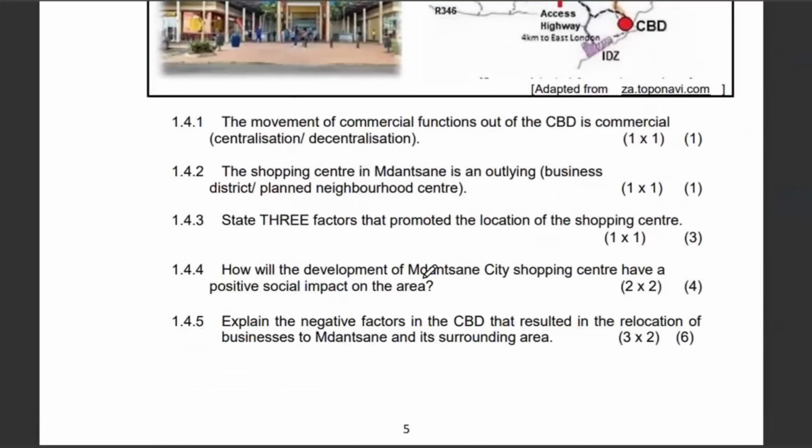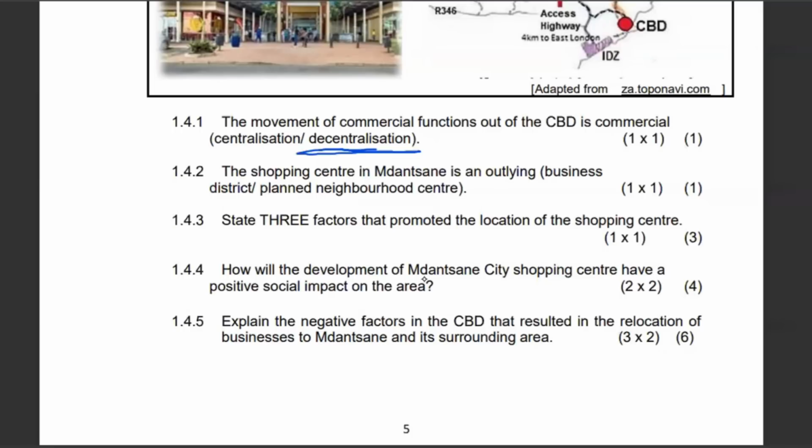Number 1.4.1 says, the movement of commercial functions out of the CBD is called what? The correct response is commercial decentralization. When you are decentralizing, we are moving activities from the core. We know well that main activities are centralized in the CBD. Commercial activities, they are centralized in the CBD. But however, because of some centrifugal factors, now some of the commercial activities are now being decentralized.